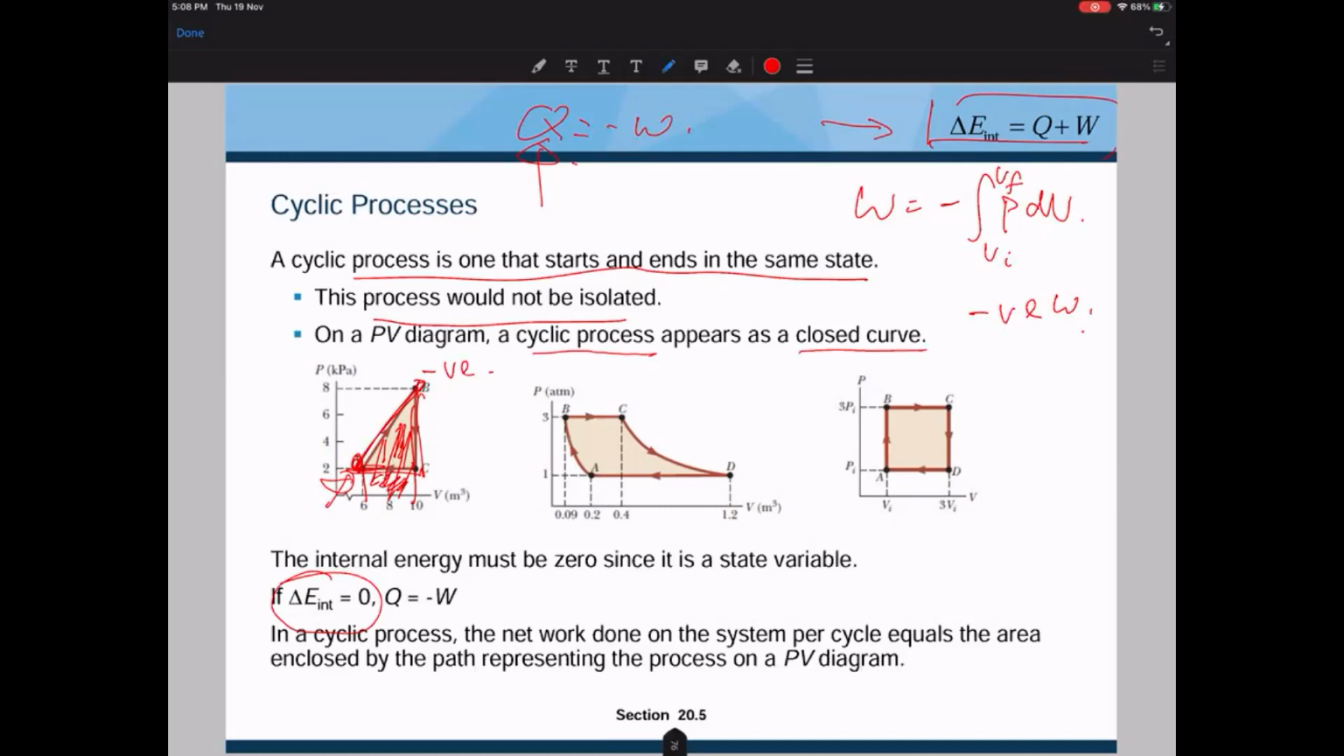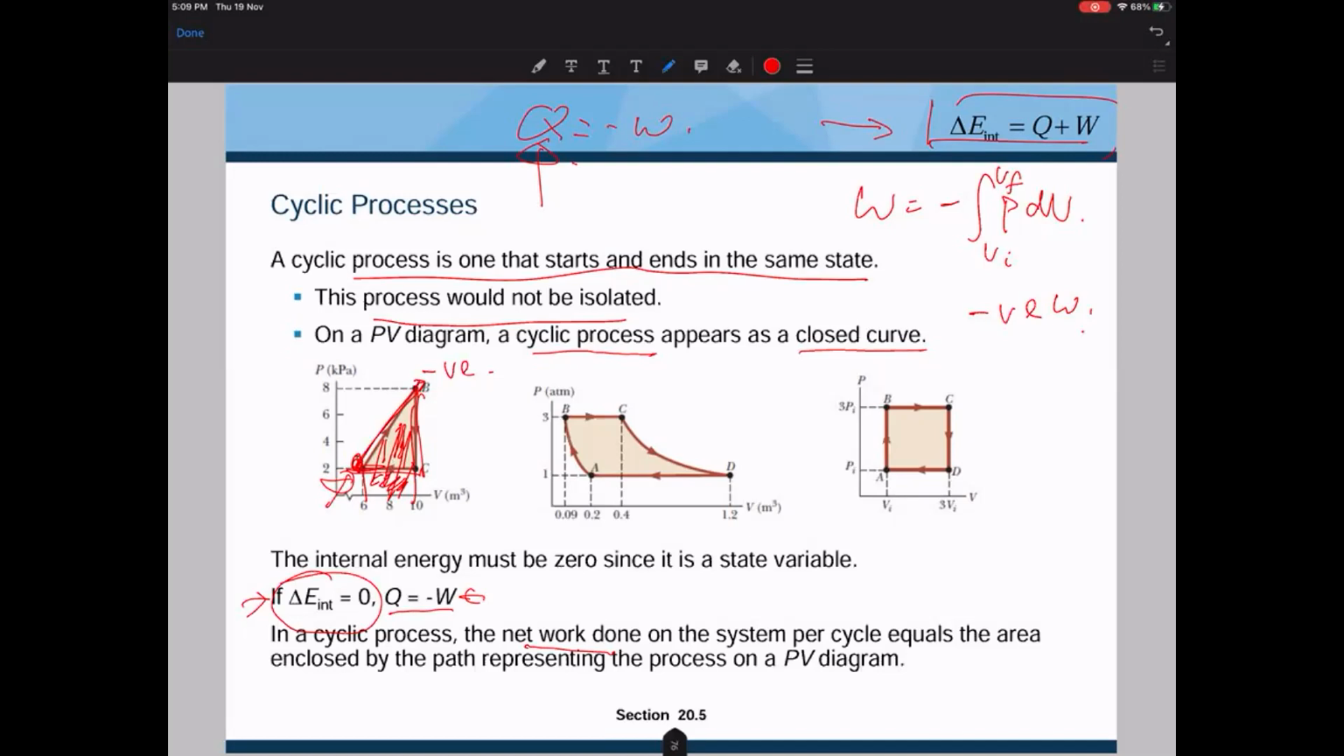And because of the cyclic nature, the internal energy change should be 0 because it comes back to the original state. And therefore, Q must be equal to minus W, which means that the work done comes from the heat energy. So you are converting the heat energy into work. Basically, that is the idea.